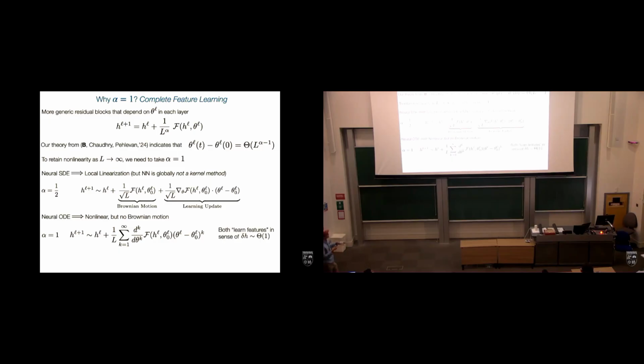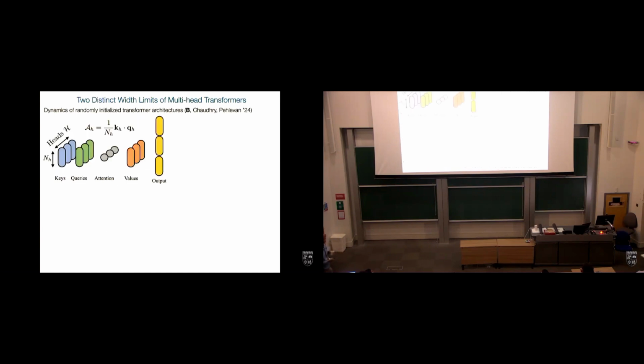Both of these learn features, in the sense that delta H is 1. So we introduced this new notion of complete feature learning: don't lose any nonlinearity in any subblock of the network, just be maximally nonlinear if possible. Nothing should asymptotically linearize in your model.